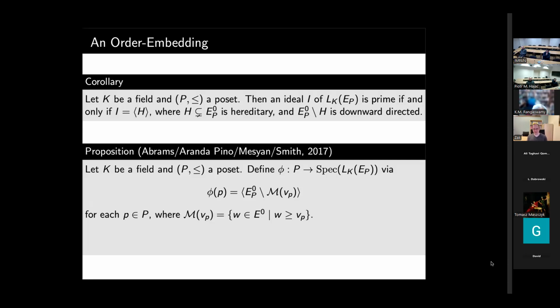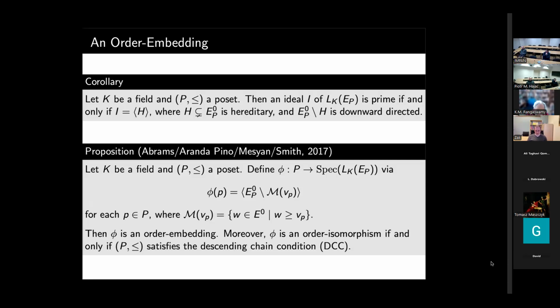So this gives you some kind of function from the partially ordered set to the prime ideals of the Leavitt path algebra. And this is always an order embedding. So any partially ordered set you can embed into the prime spectrum of a Leavitt path algebra. And you can describe precisely when it's an order isomorphism. That happens exactly when the partially ordered set has no infinite descending chains.